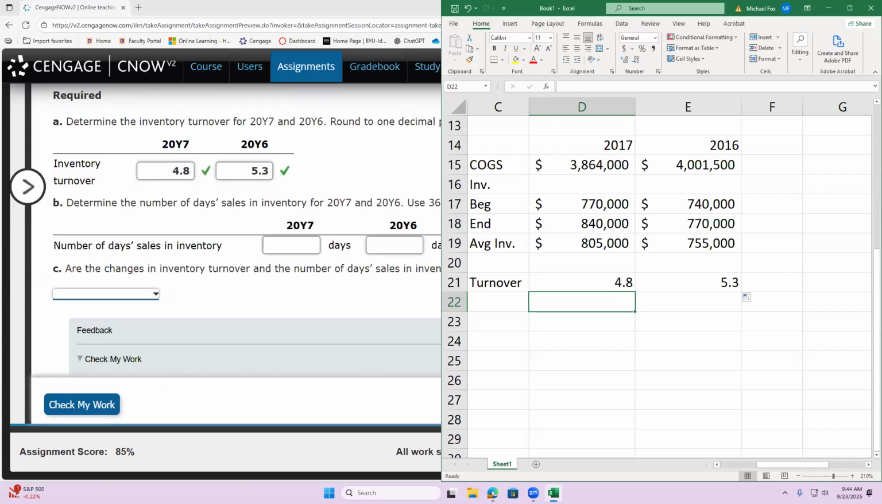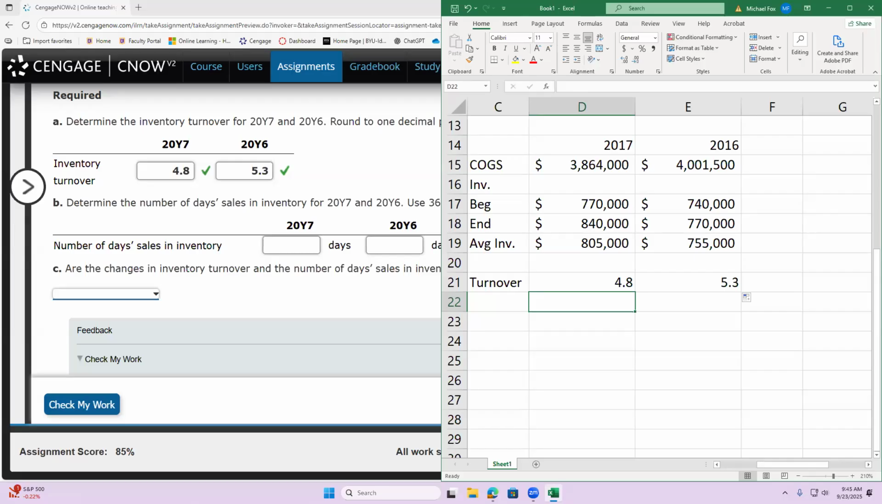So turnover means every time we sell an amount equal to our average inventory, that's one, they call it a turn. It's like I sold the whole store. But in reality, you didn't sell the whole store because you might have some stuff still sitting on the shelves and other stuff that you sold and bought some new stuff and sold again. But in dollar terms, I sold an amount equal to my average inventory. That's one turn. So if I have an inventory turnover of 4.8, it means I sold an amount equal to my average inventory 4.8 times during the year.